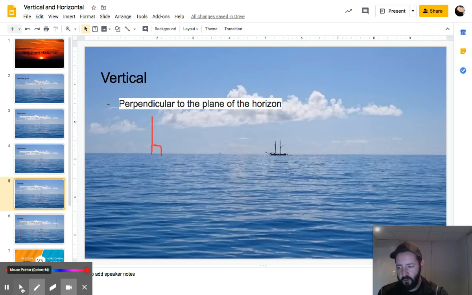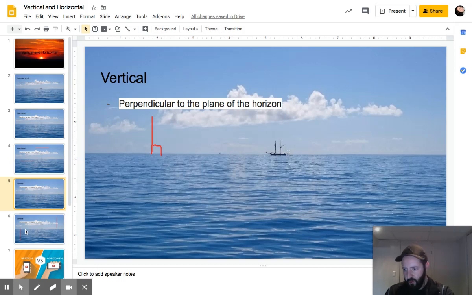So very conveniently, I found this photo. It does a great job of showing you the horizon, but there's also a boat floating right in the middle of this picture here, and this boat has a mast. The mast is where you would fly your sails from on the boat, and this mast is vertical, whereas the surface of the boat would be horizontal.